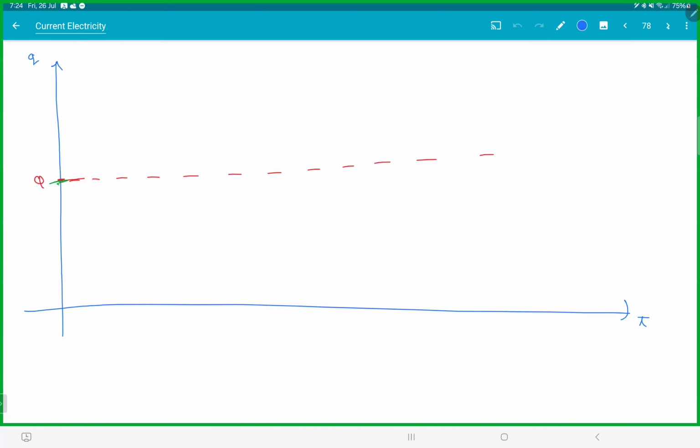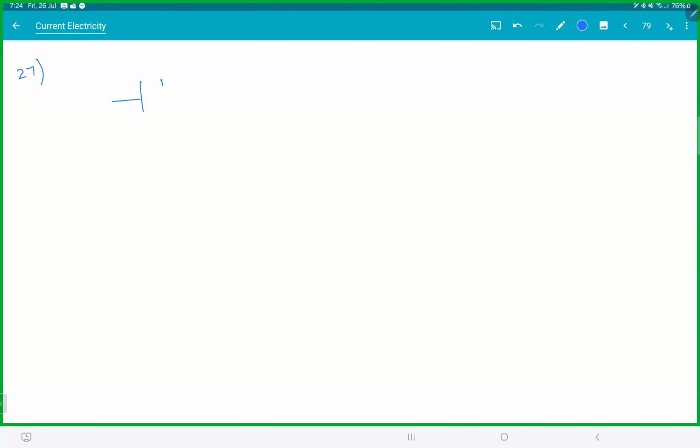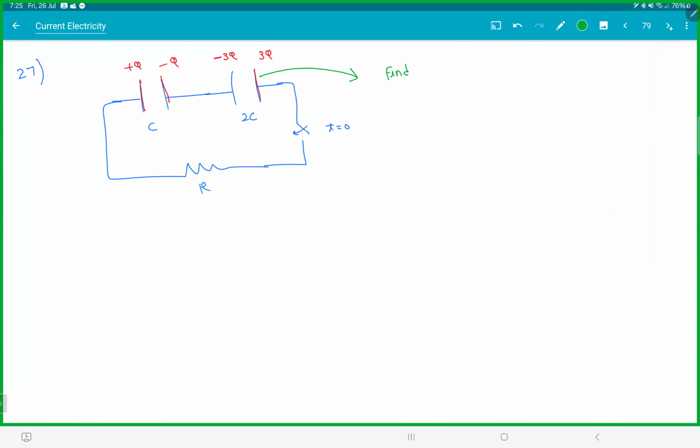That's a good one. Let's see the next one. Let's say we have a capacitor with a resistor and a switch. This is R, this is 2C, this is C. This is plus Q, this is minus Q, this is minus 3Q, and this is 3Q. And the switch is closed at t equals 0. Find the charge on this plate as a function of time t, the right plate of 2C.